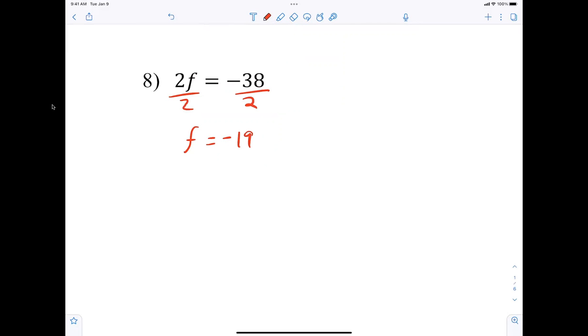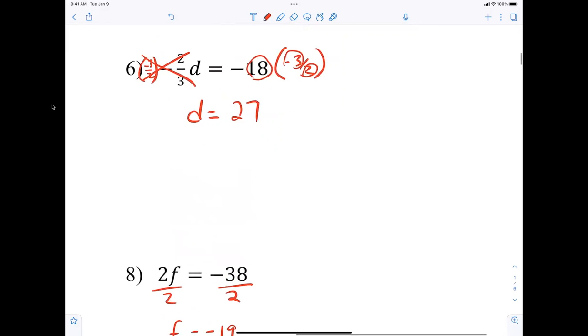Anybody have any issues yet? Did you see how I got 27? Or do you want me to review that? When you go to Jesuit, I don't want you going in there saying we flipped it. We multiply by the reciprocal. All right, multiply by the reciprocal.